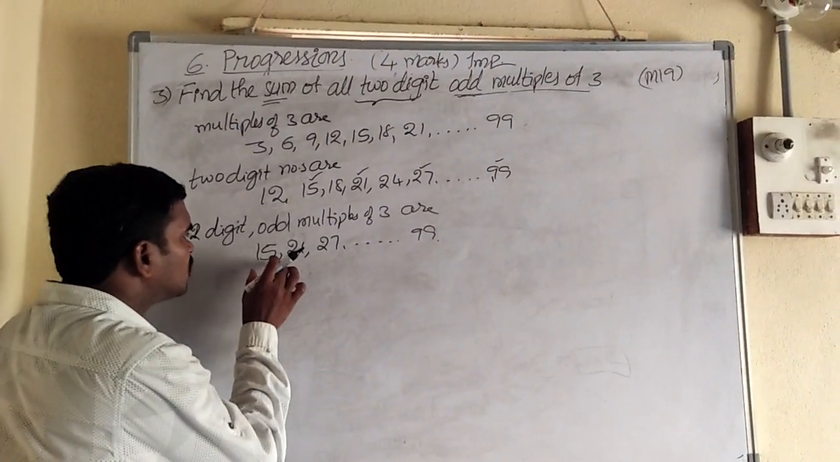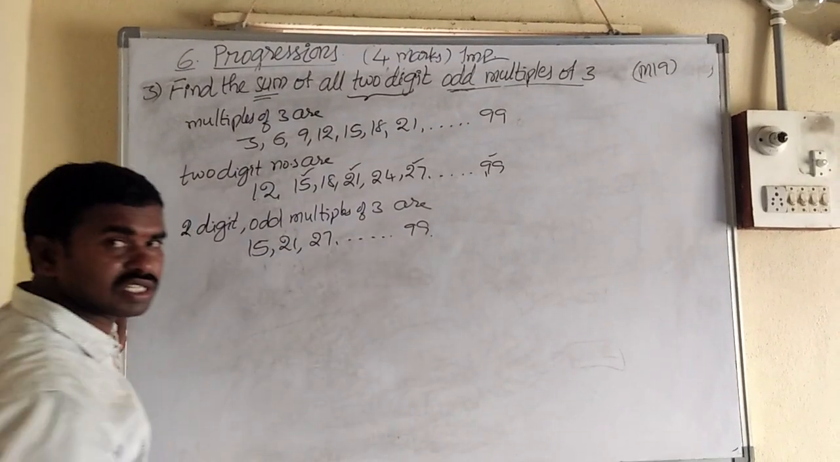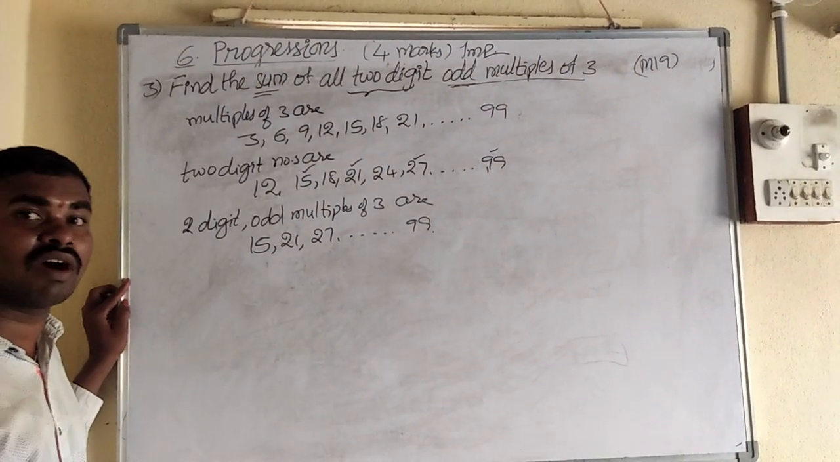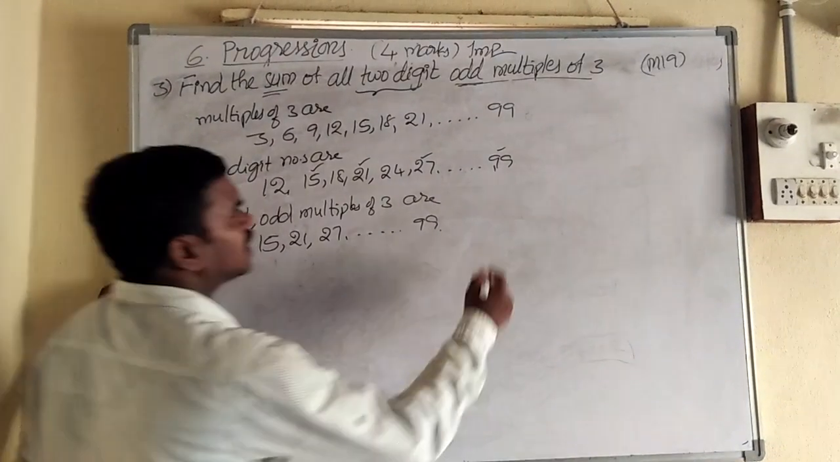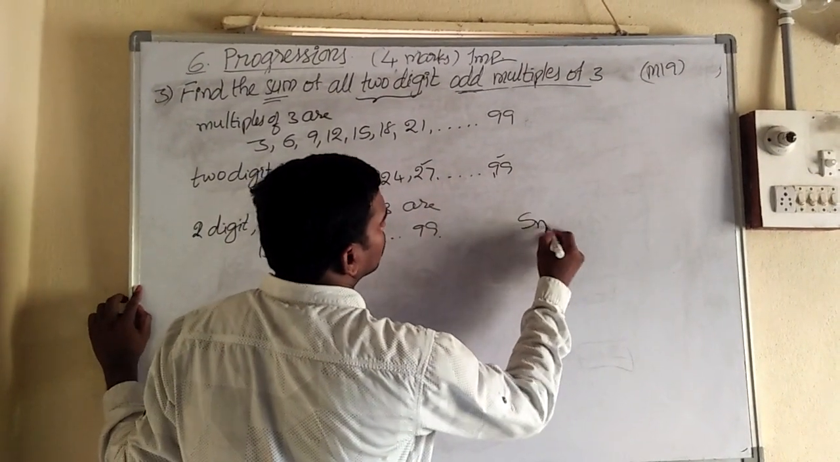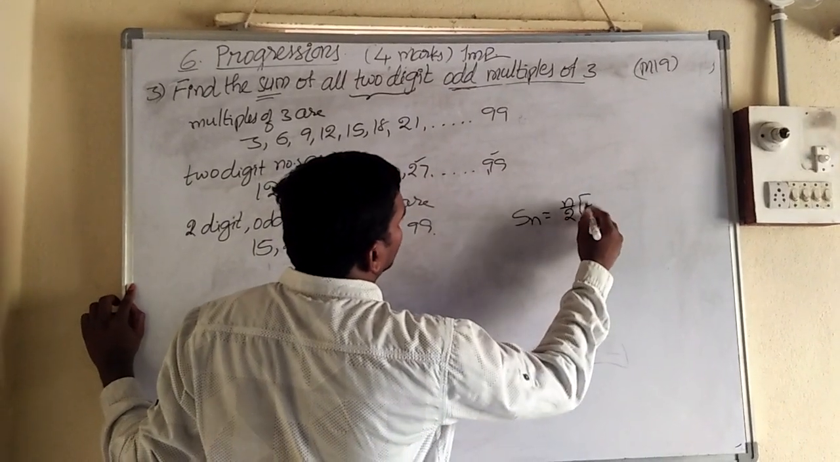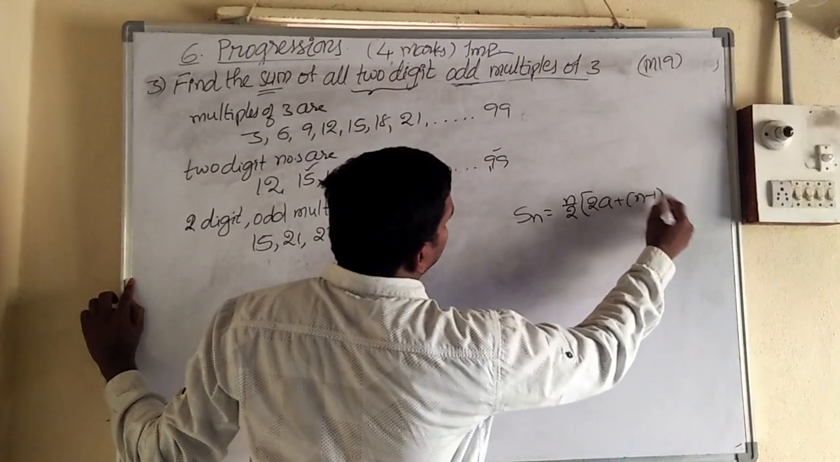So now we should find the sum of all these numbers. How can we find the sum of all numbers? We have a formula for the sum of all numbers, that is S n equal to what? n by 2 into 2a plus n minus 1 into d.